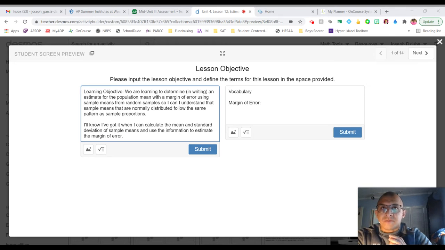proportions. So instead of increasing the volume in which we are calculating data, we could take multiple different samples of relatively small size, estimate their means, their standard deviations, and their margins of error, and to a pretty concise degree, extend those same findings to represent the entire population. I'll know I've got it when I can calculate the mean and standard deviation of sample means and use the information to estimate the margin of error.